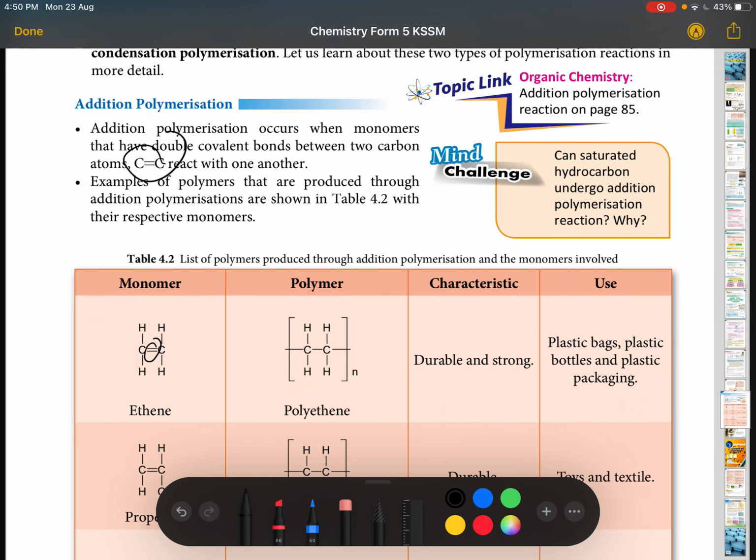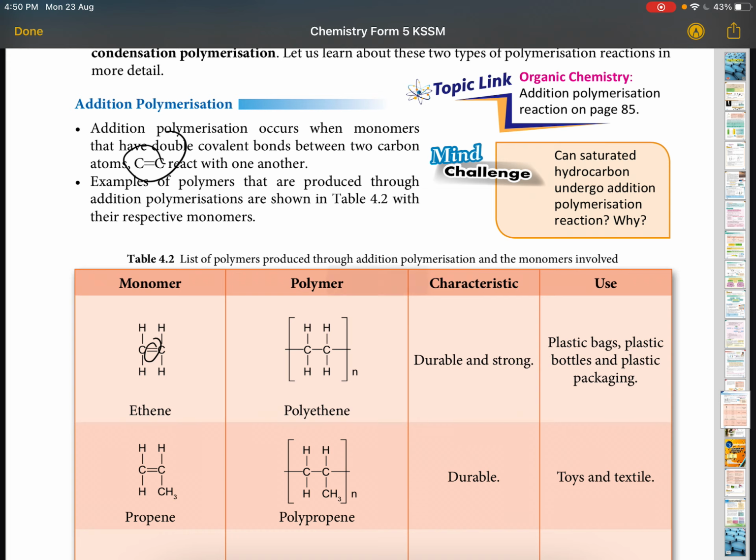Because what happens is, when you connect these multiple monomers together, the bond will break. You know how carbon can have four bonds, because carbon has a valency of plus four, which means it has four slots, you can say.